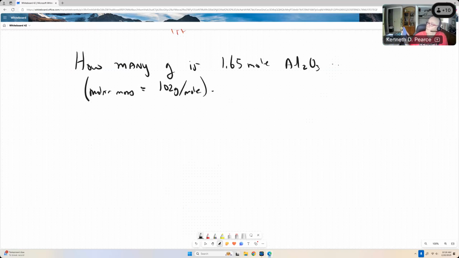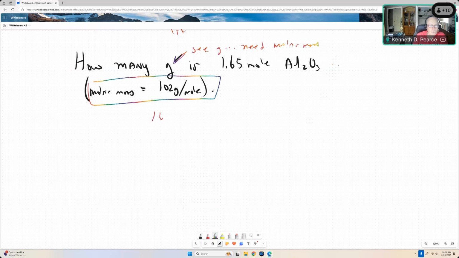So what do you get? I got 0.016. Gotcha. Well, let me see. What did I get here? So I said, you know what? I see grams. Let me change colors here. So I see grams. So I know I need the molar mass. But I have it right here. Okay, so I just write it down.